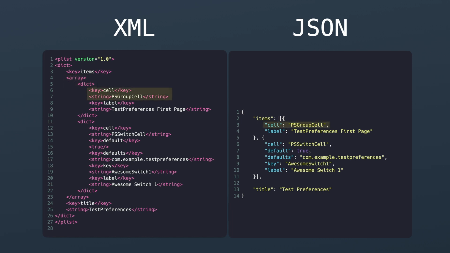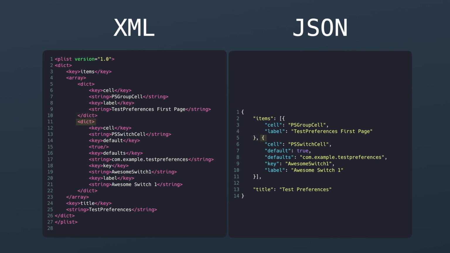Now cell is the type of cell that's going to be used inside of the preference page. The PSGroupCell is a cell that groups multiple cells together, as you could probably tell by the name. And the label is what the title of that cell will be, so you can see the label in the preferences page. Now for us it's going to say Test Preferences First Page, however you can change it to whatever you want. And that's the end of the first dictionary.